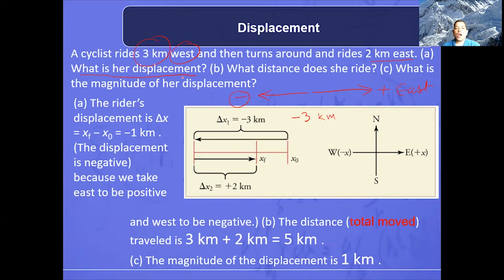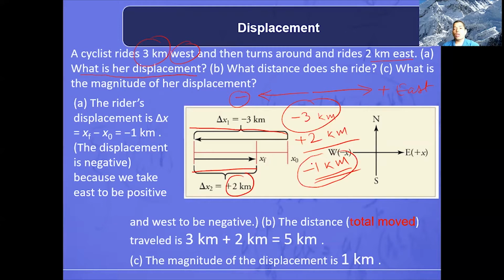Then she turns around and rides 2 kilometers east. So first she goes 3 kilometers to the west, then she comes back 2 kilometers to the east. So then she has +2, right? It's coming to the right. That's why you have -3 here and +2 here. So how much is the total? Total is -1 kilometer, meaning she moved -1 kilometer in total.